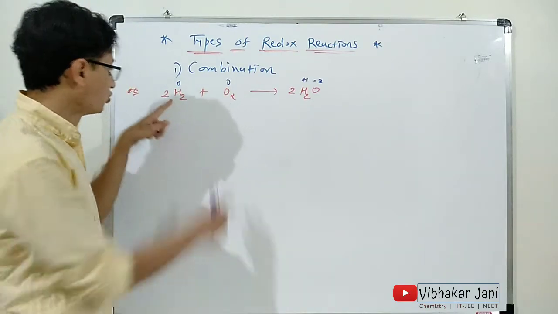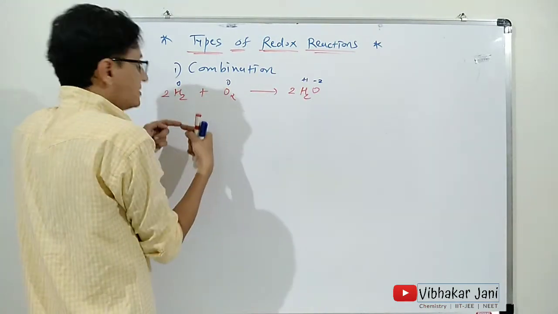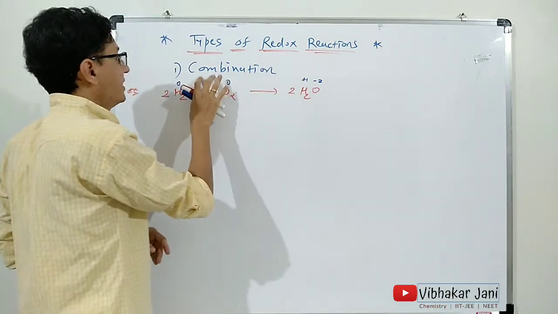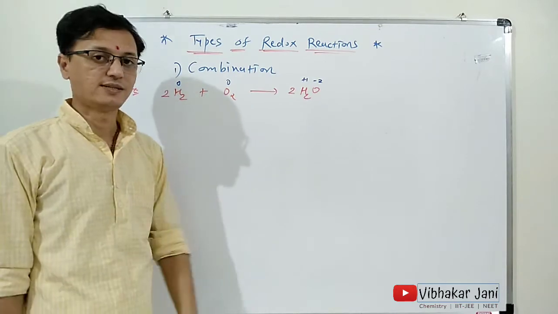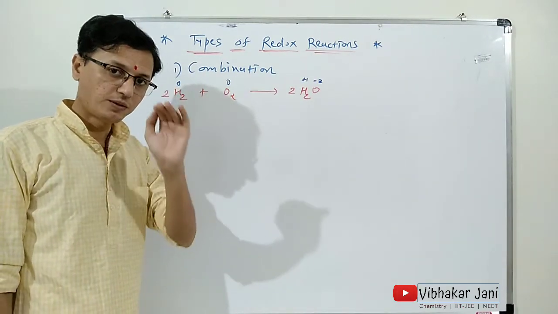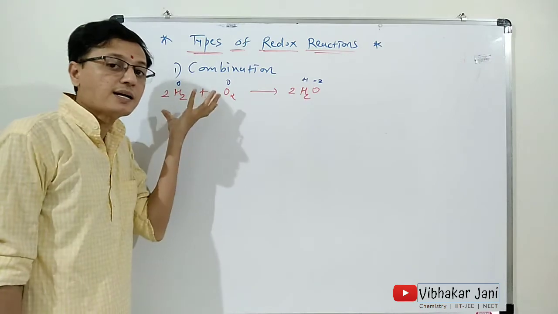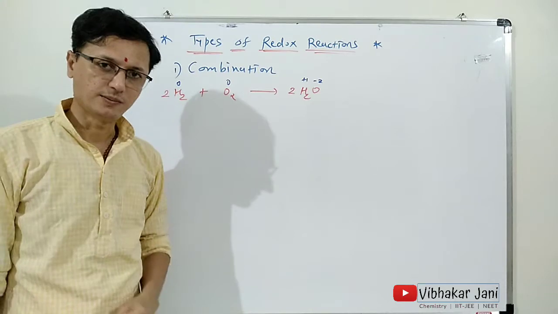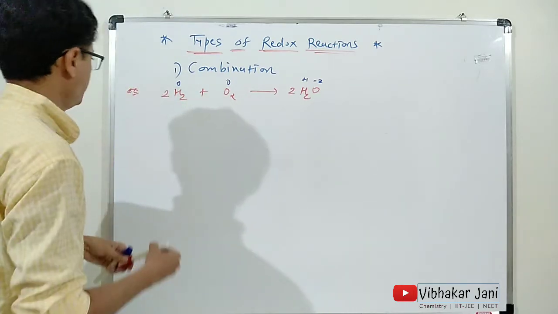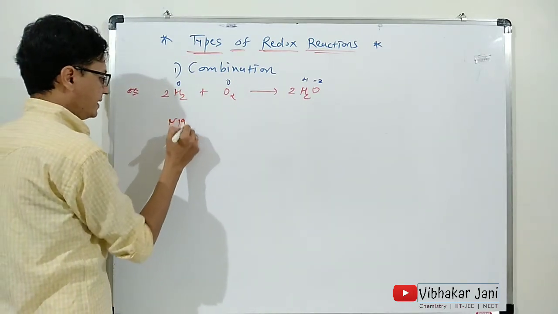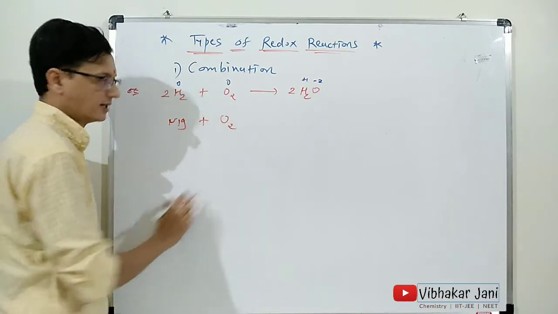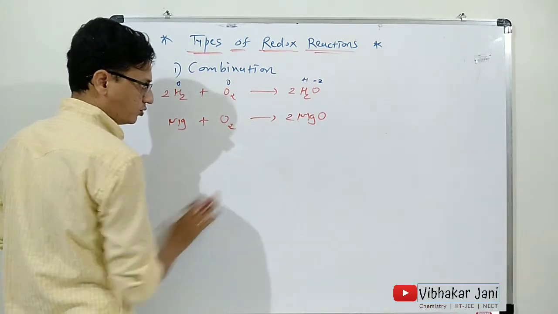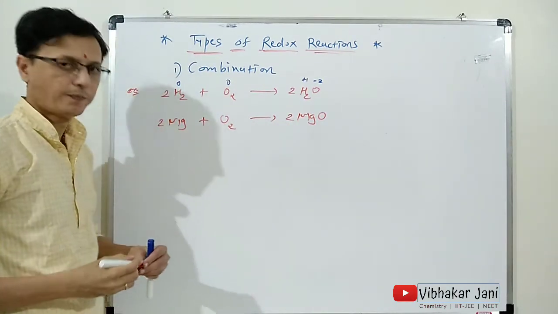But here 2 elements combine with each other to form water, and such a reaction is called a combination reaction. So it is a redox reaction, but particularly 2 substances are combined together to form water. Therefore, it is a type of combination. Let us take one more example. Mg, magnesium, when it reacts with oxygen, will give us MgO. To balance this, we will put 2 over here as well as 2 over here.